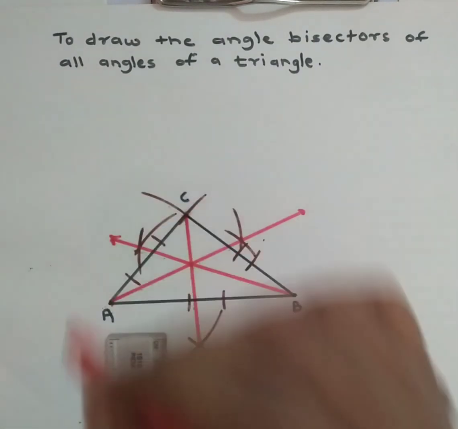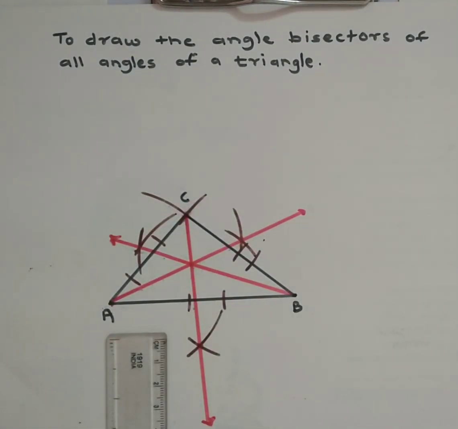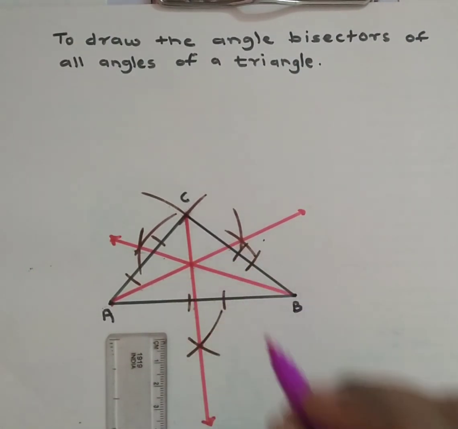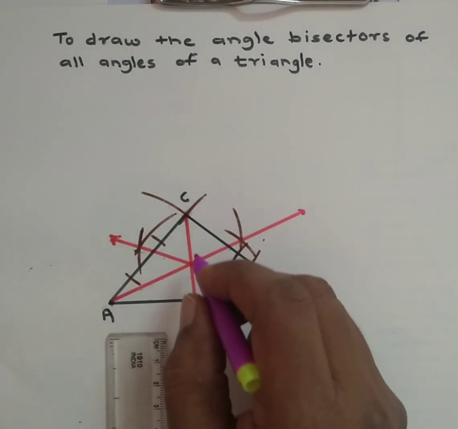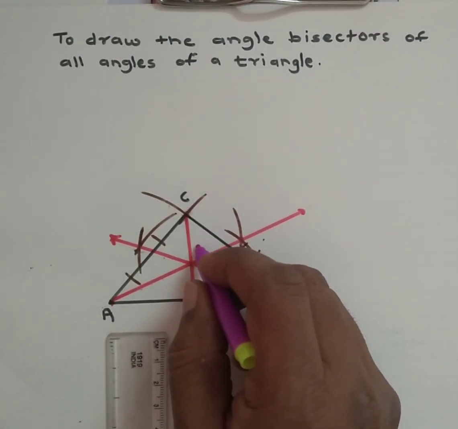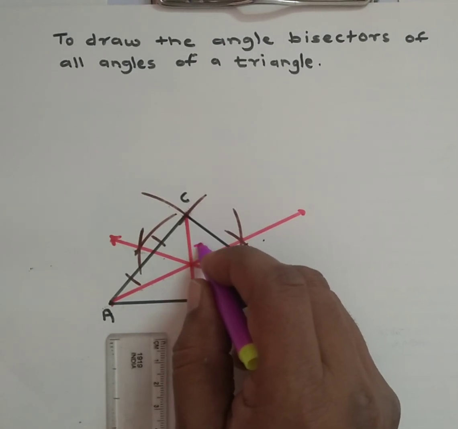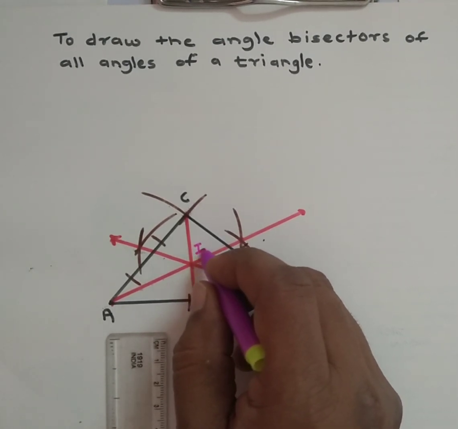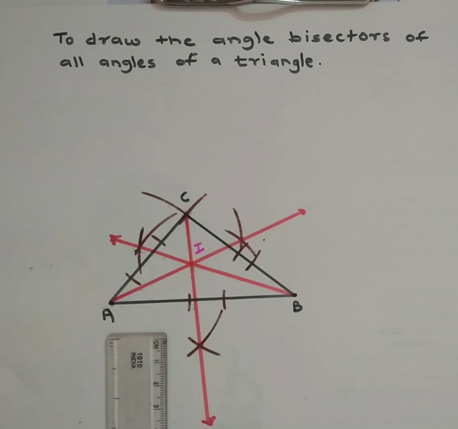If we observe the figure carefully, then we can see that the angle bisectors of the angles of a triangle are concurrent, means this point is I and it is the single point. You can see that this is the single point.